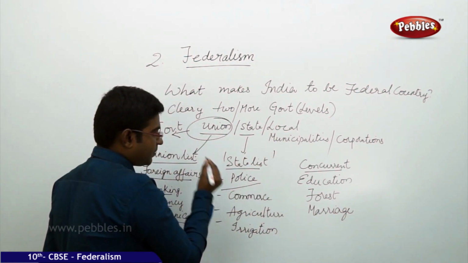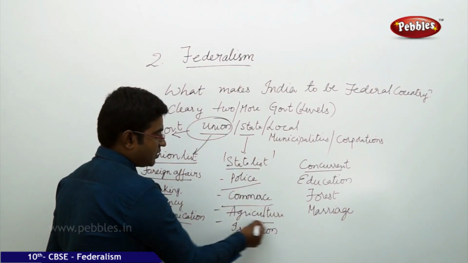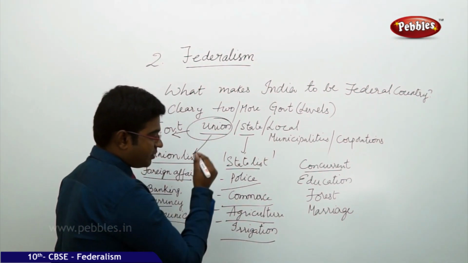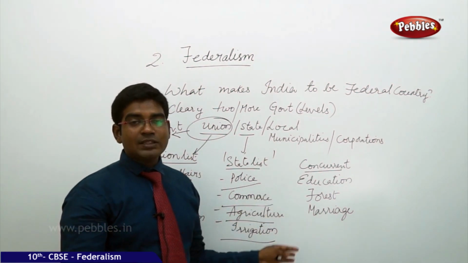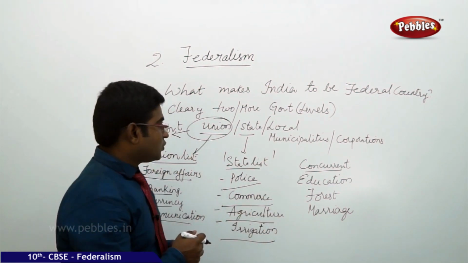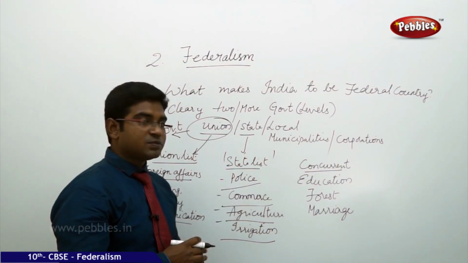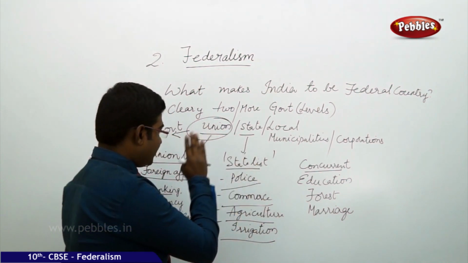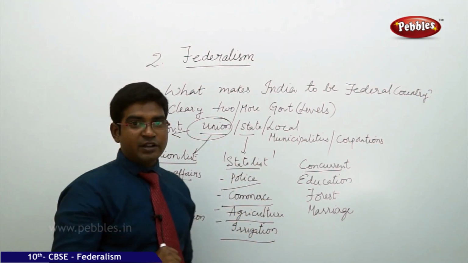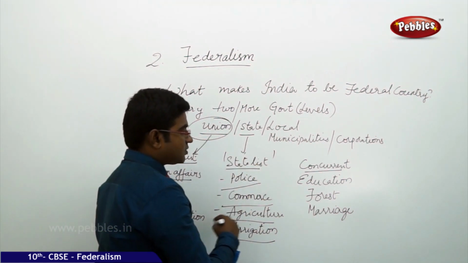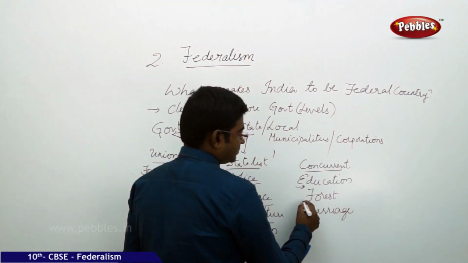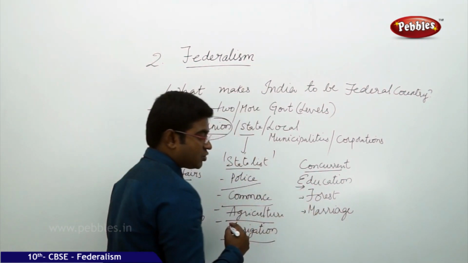The police department, the commerce department, the agriculture department and the irrigation sector, all these come under the state list. So in India we also have one more list, that is the concurrent list. The concurrent list is neither the union list nor the state list. It covers education, forest and marriage.